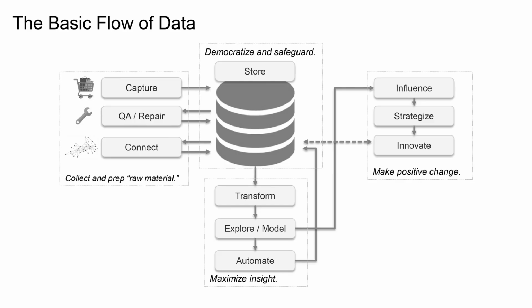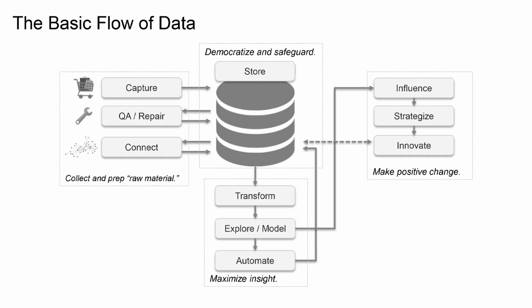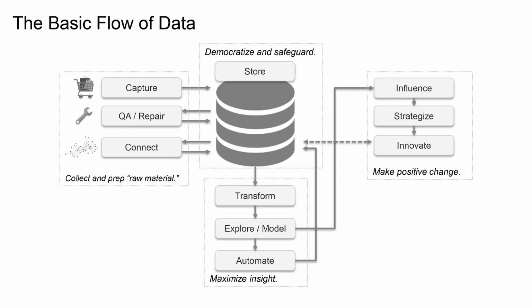So what you're seeing here is just a schematic of the basic flow of data. On the leftmost side, it's all about data capture, data QA. In some cases, data needs to be repaired or imputed. And then it has to be connected together where it can, whether that's by a date or by a customer ID or store number. So that's the raw material. That's stored typically in some database, or in most cases a far more complex data infrastructure than what I'm showing in this schematic, but you get the idea.